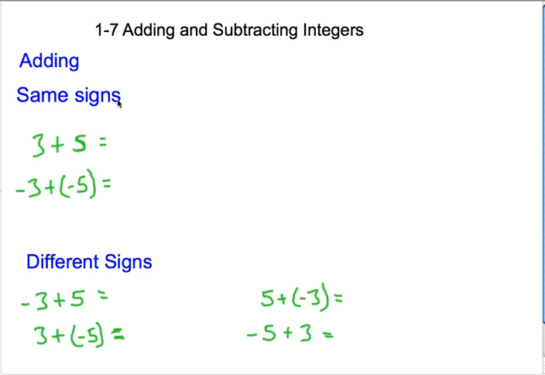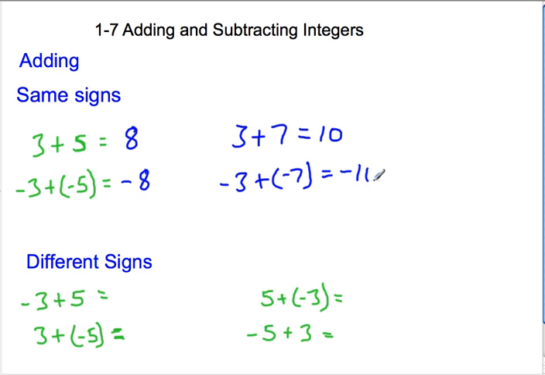When you're adding integers with the same sign, like 3 plus 5, I think you all know the answer to 3 plus 5. It is 10. No, just kidding. It's 8. The same thing is true if you add two negative numbers. So negative 3 plus negative 5 is also 8, but it's negative 8. So if you were to add 3 plus 7, you would get 10, and then negative 3 plus negative 7 would be negative 10. So it's pretty simple when they have the same sign.